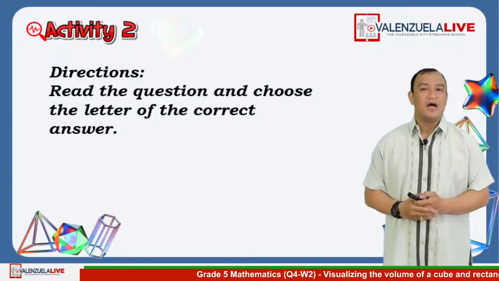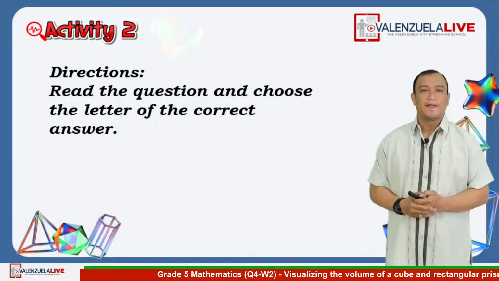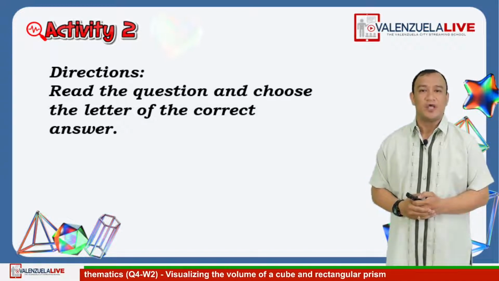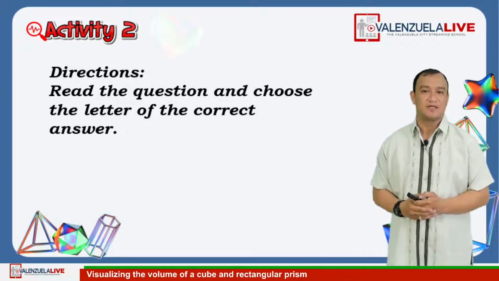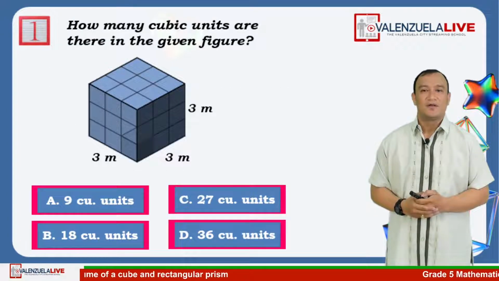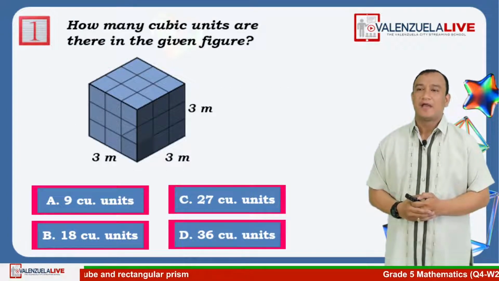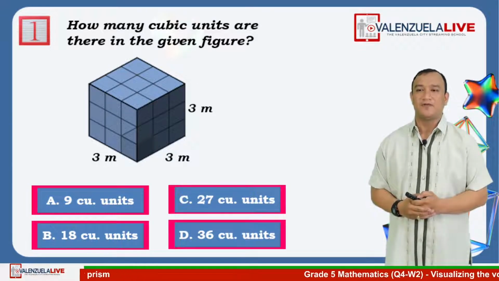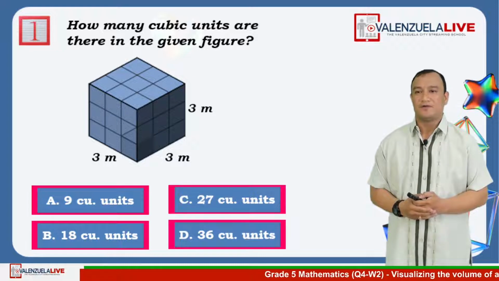Now, for our activity 2, read the question and choose the letter of the correct answer. Just type your answer in the comment section. You only have 15 seconds to answer each question. For number 1, how many cubic units are there in the given figure? Your 15 seconds starts now.